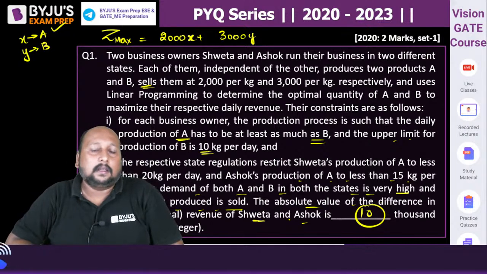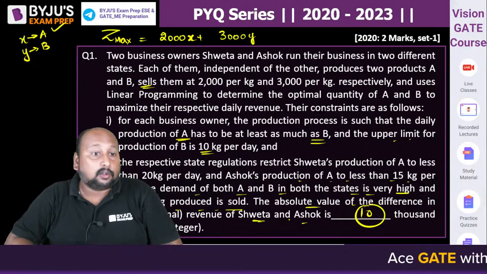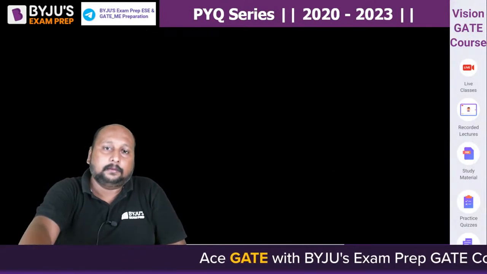Question was easy, there was no difficulty. The only thing you have to do is understand the logic. It was a 2 marks question from 2020. Let us go to the next question from the LPP.